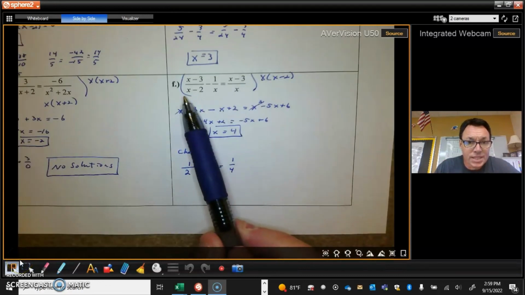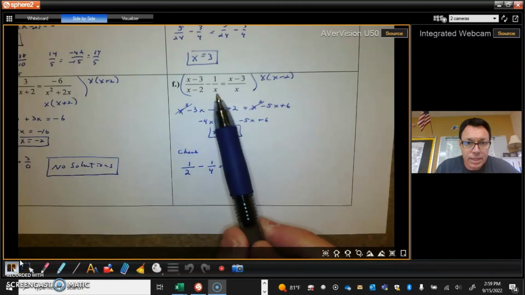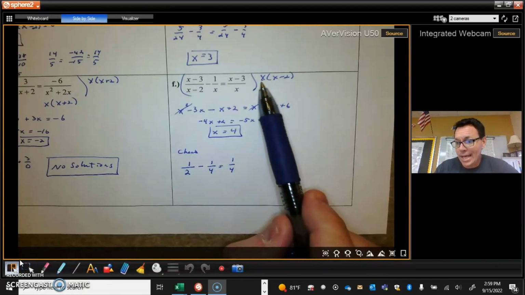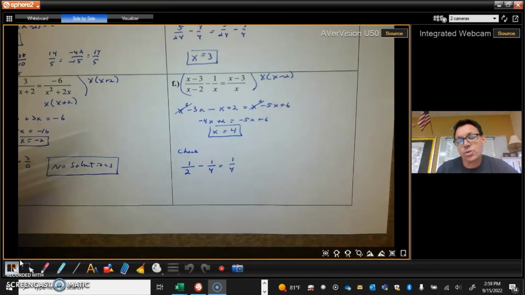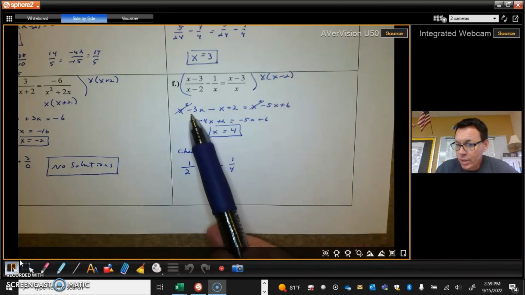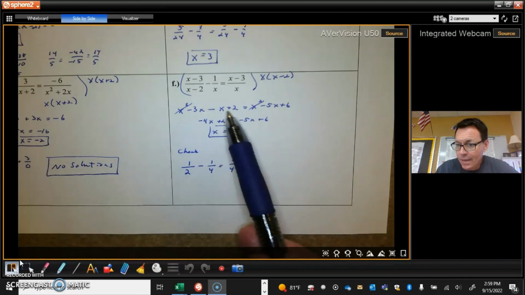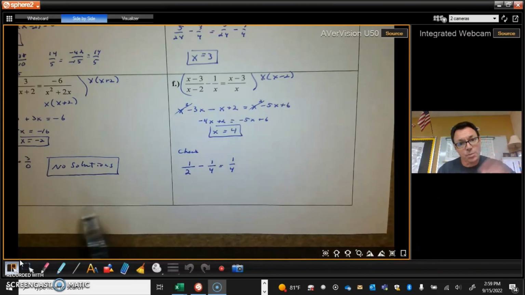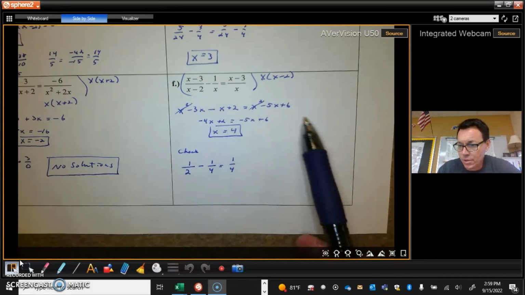All right. So my denominators were x minus 2, x, and x. So all of that together, an x and an x minus 2 is what I would need to multiply through by to clear all these fractions. So I did that. I multiplied through. I got x squared minus 3x. And then I got minus, well, it was minus x minus 2, but I distributed that. And so I have minus x plus 2.